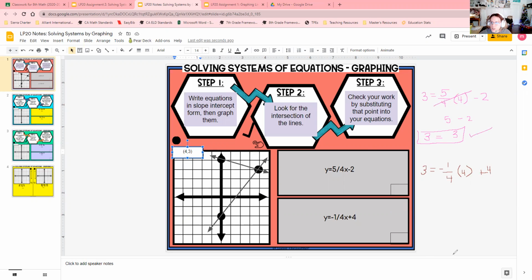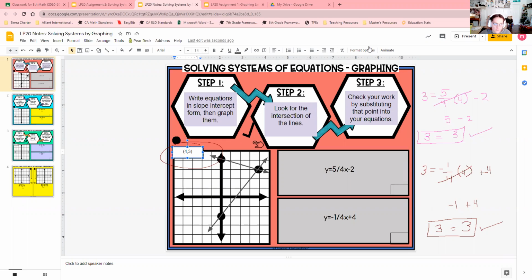For the second equation, do the same thing. Negative 1 over 4 times 4. 4 times 4 cancels. I got negative 1 plus 4. And negative 1 plus 4 gives me a positive 3. 3 does in fact equal 3. Since both of these came out to be true, we know we did the right work, and that is in fact our solution. Okay, I'm going to go ahead and clear out my drawings on this page.